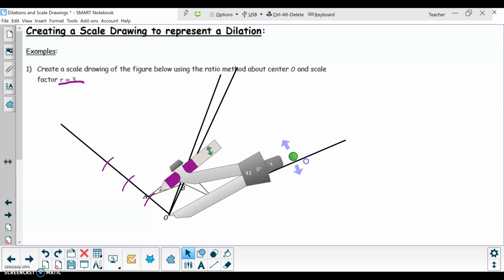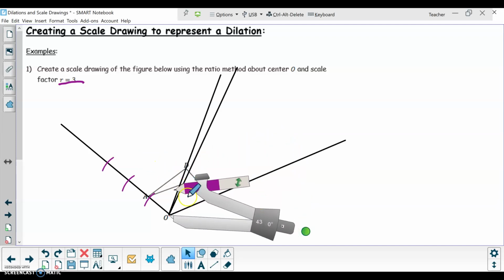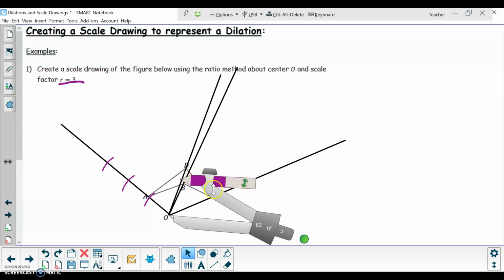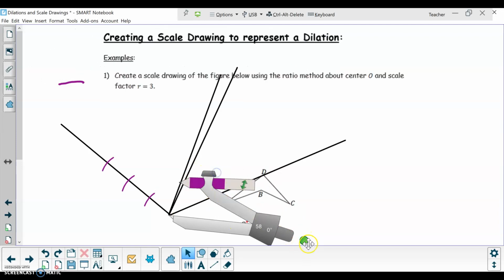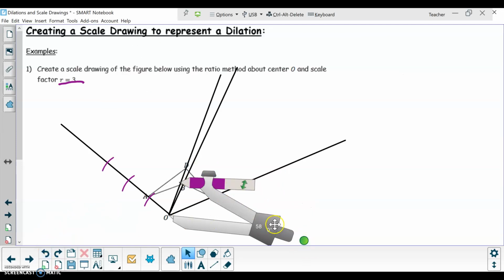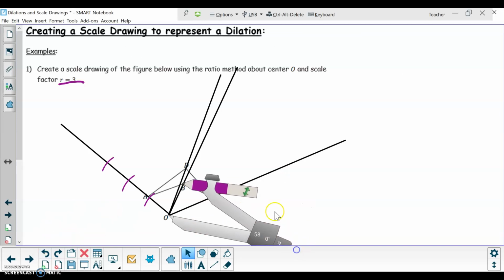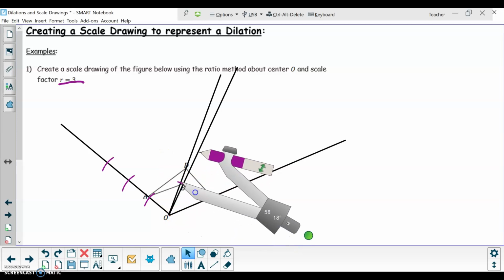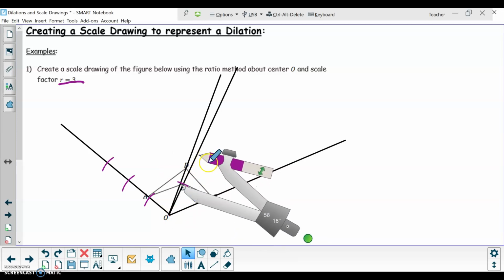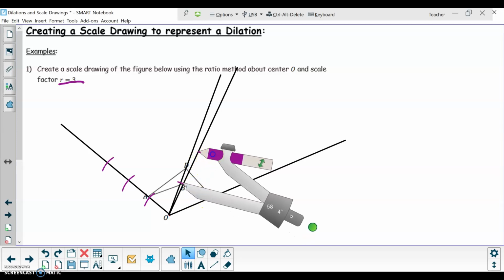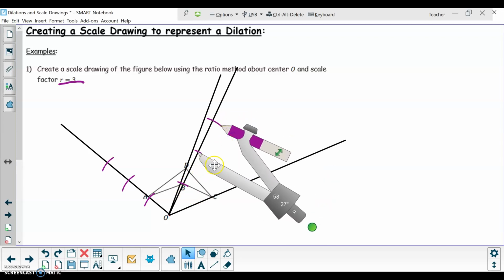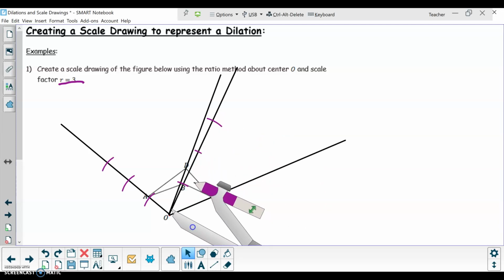Okay, so I'm going to put the metal point to my compass at O, place my pencil at vertex B, whoops. Okay, so when I measure from O to B, that's a scale factor of 1. So I'm going to move up. That's a scale factor of 2. Move up again. That's a scale factor of 3. Okay, next I'm going to do point C.